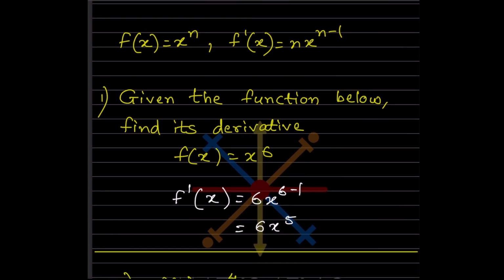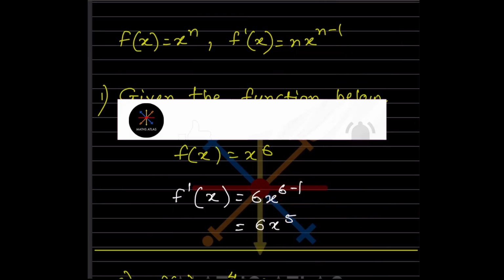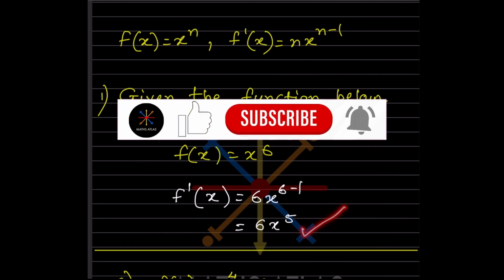Given the function below, let us see how to find the derivative of this one. Here this is n. So how are you going to write it? f dash x will be, this n will be 6, x to the n minus 1, so 6 minus 1. So the answer will be 6 x to the 5.